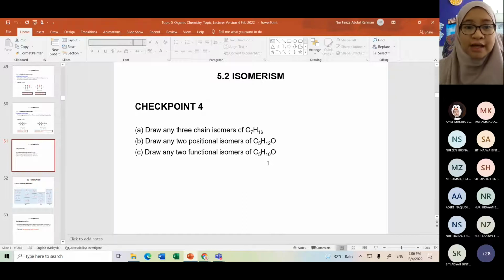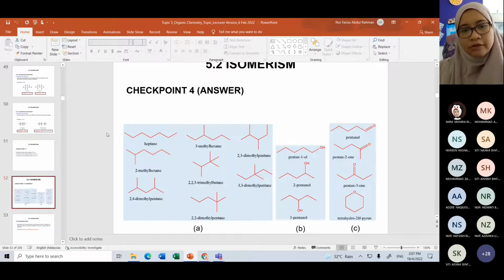As you can see in this question, the question did not specify whether you have to prepare in terms of skeletal, condensed, or expanded. That means all can be accepted. You can have expanded, skeletal, or condensed, or even a mixture of these 3. What we have here are the answers, in the form of skeletal. You can always compare with the one that you have. Maybe you have it in expanded form. Doesn't matter, as long as it is the same molecule.